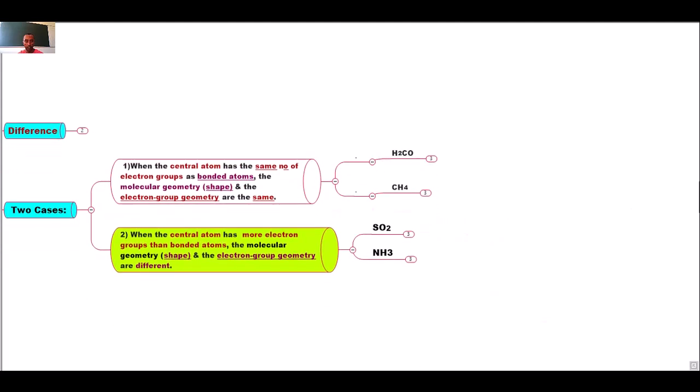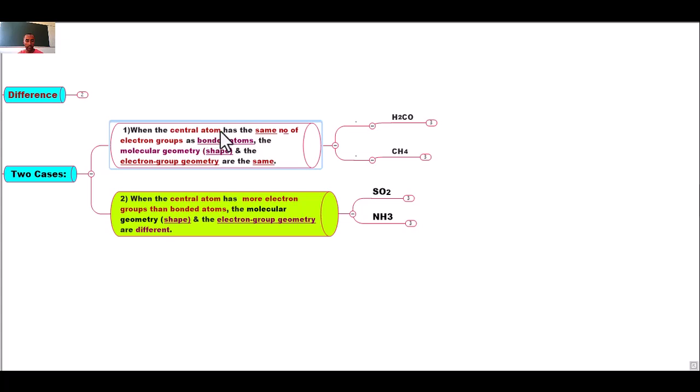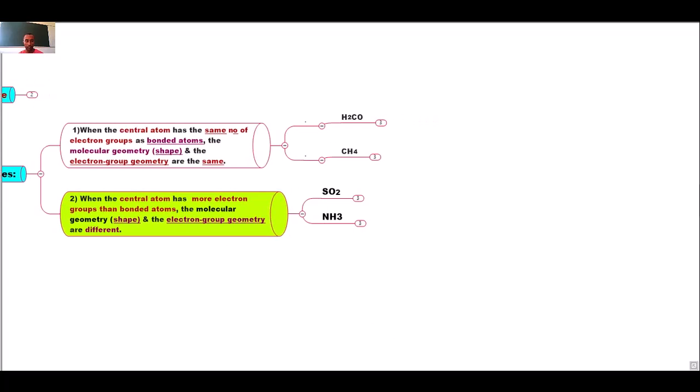The first one is when the central atom has the same number of electron groups as bonded atoms. In this case, the molecular geometry and the electron group geometry are the same. But in the second case, when the central atom has more electron groups than bonded atoms, the molecular geometry and the electron group geometry are different. Let me explain this with an example. For the first case, where the number of atoms and the number of electron groups are the same.